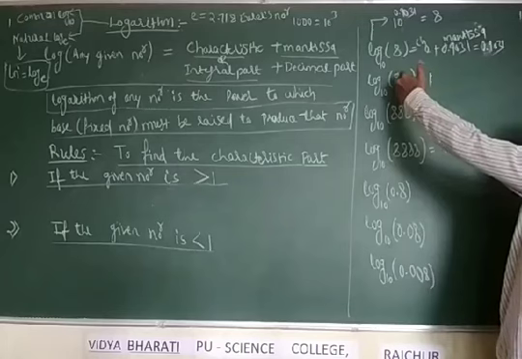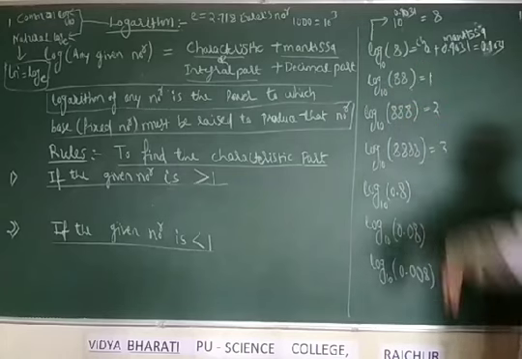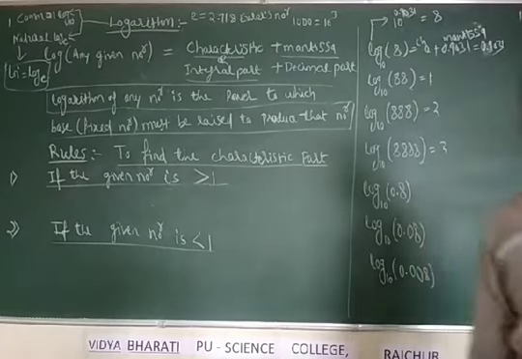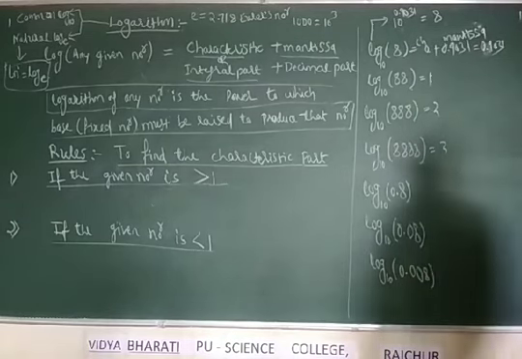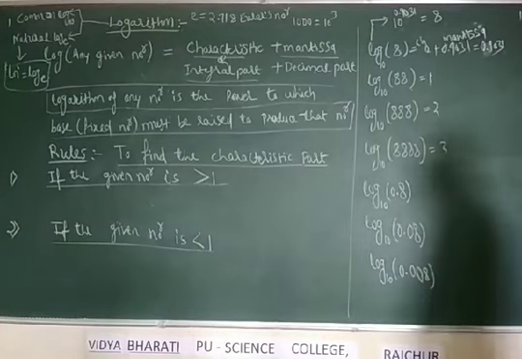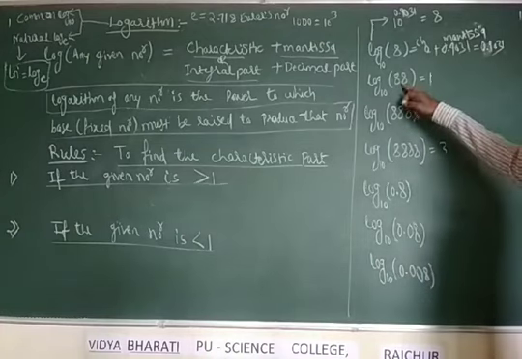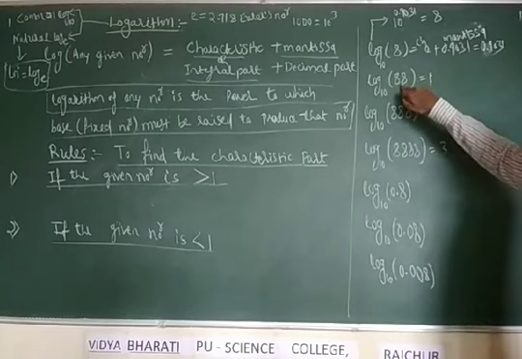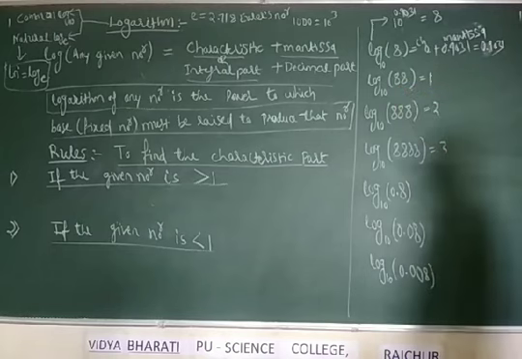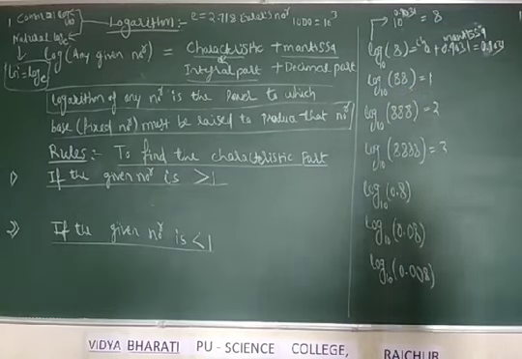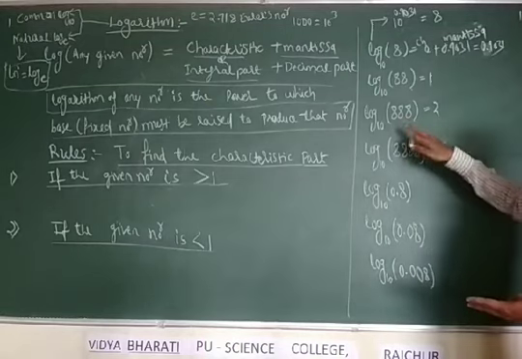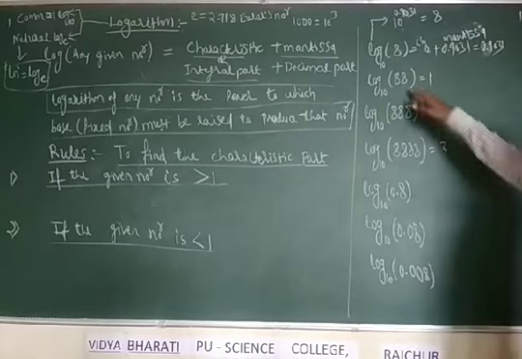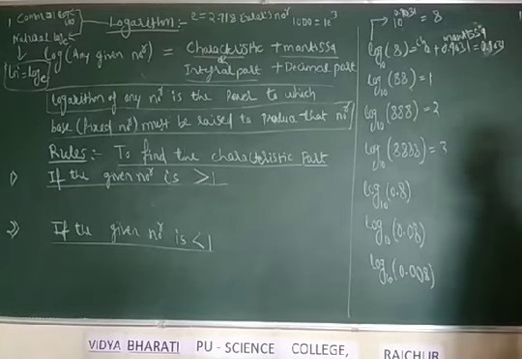Easily we can write the characteristic of these numbers just by the method of inspection. Method of inspection means by seeing them. By seeing them, we can find out the characteristic. There we have to see the given number, whether it is in the single-digit place, or in the 10th place, or 100th place, or 1000th place. Depending upon that, its characteristic can be decided.